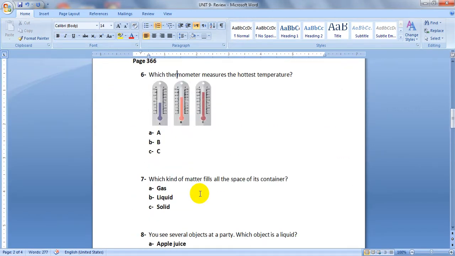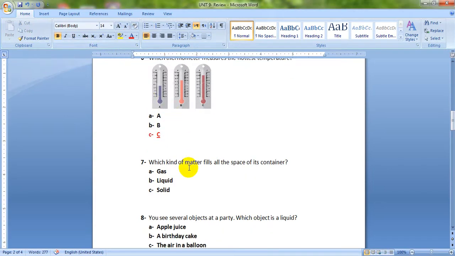Question number 6. Which thermometer measures the hottest temperature? Do you remember which one will be the hottest? The one with the low liquid, the smallest number, or the one with the highest one? Of course it will be the one with the highest. It will be the hottest. So the one which measures the hottest will be letter C.